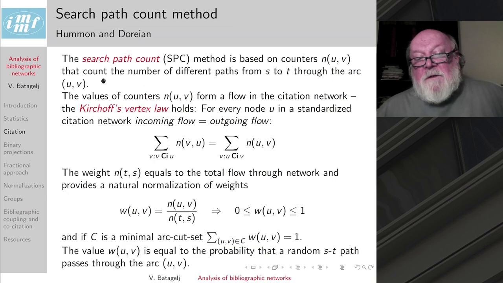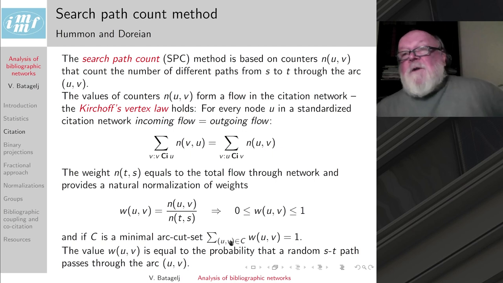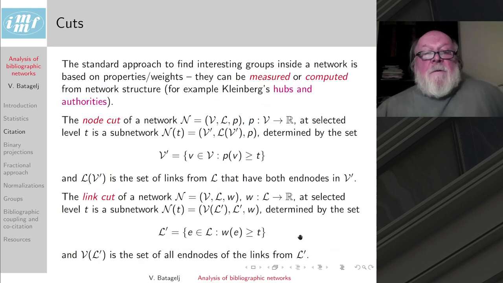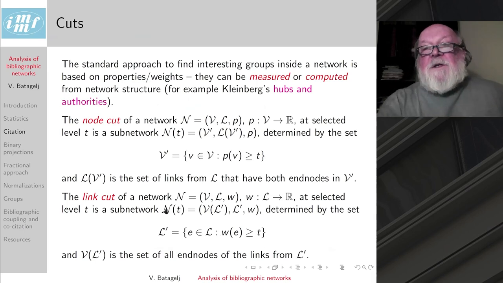So we can now use this flow from T to S, the total flow, as a normalization factor. And what we get is that for each minimal arc cut set, the sum of the normalized flows equals one. So we can interpret this as a kind of probability: the probability that a random ST path passes through the arc UV. And these normalized weights are usually used as a measure of how important an arc in a citation network is. And now we have transformed our citation network into a weighted network.